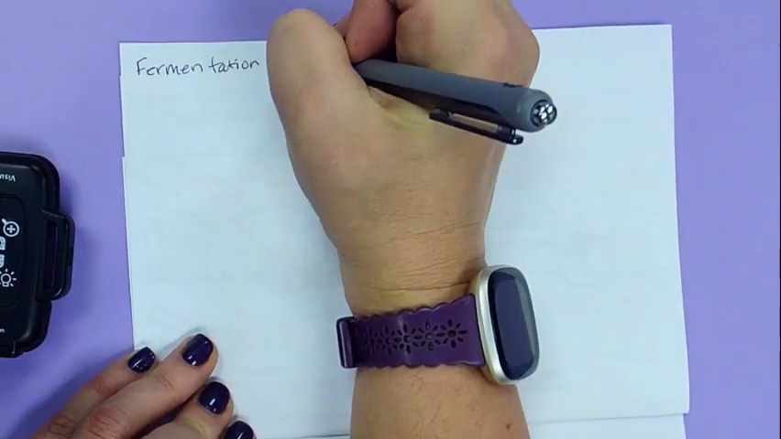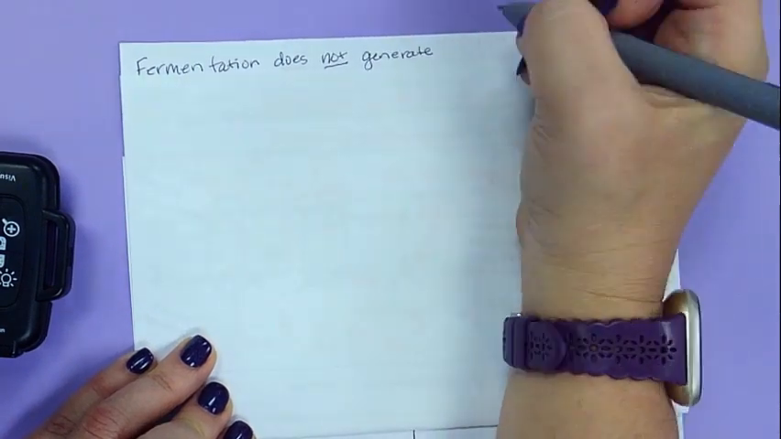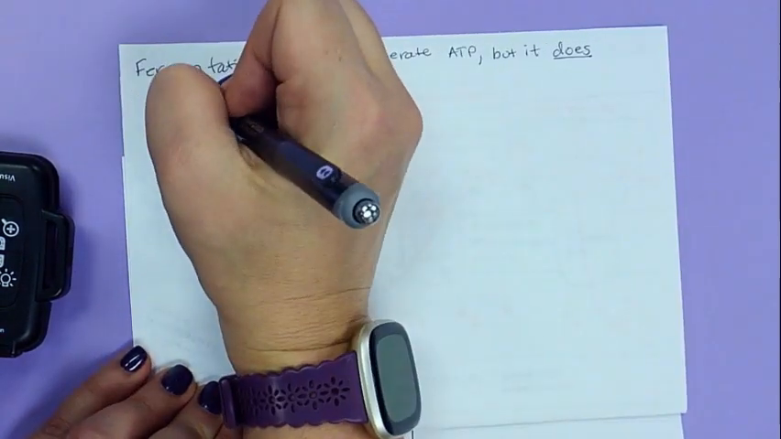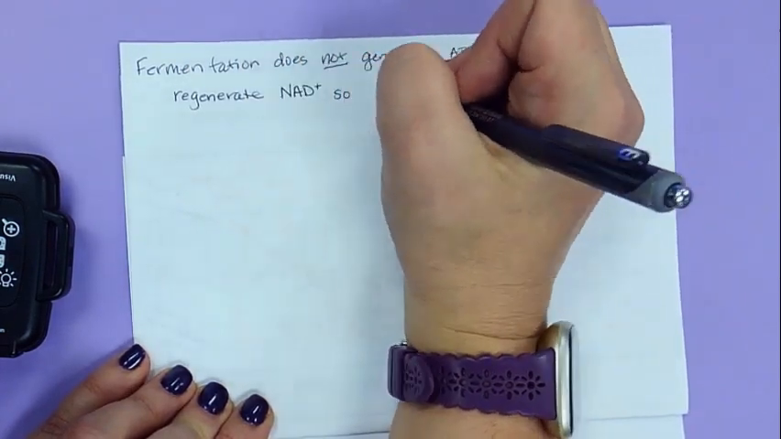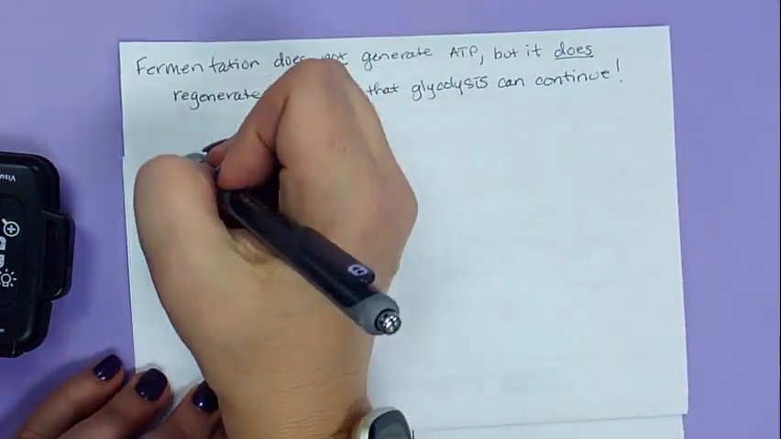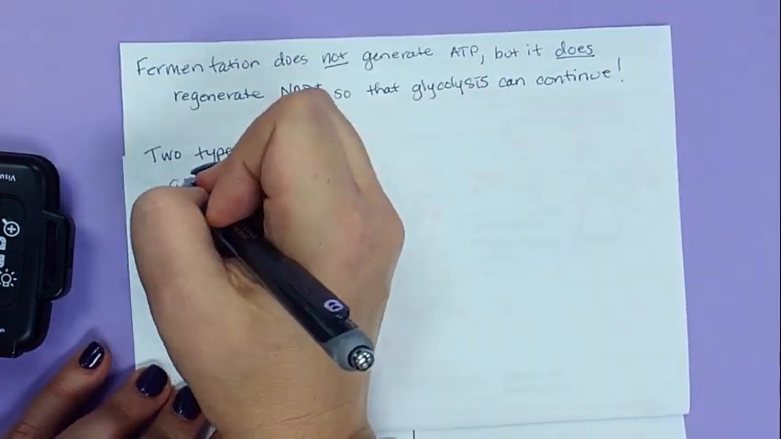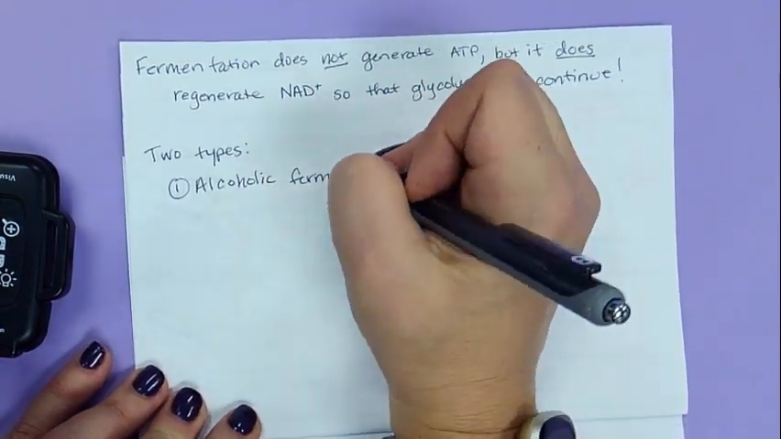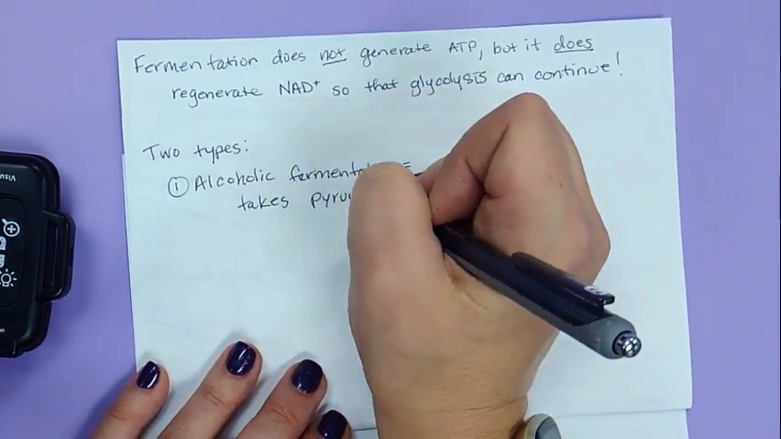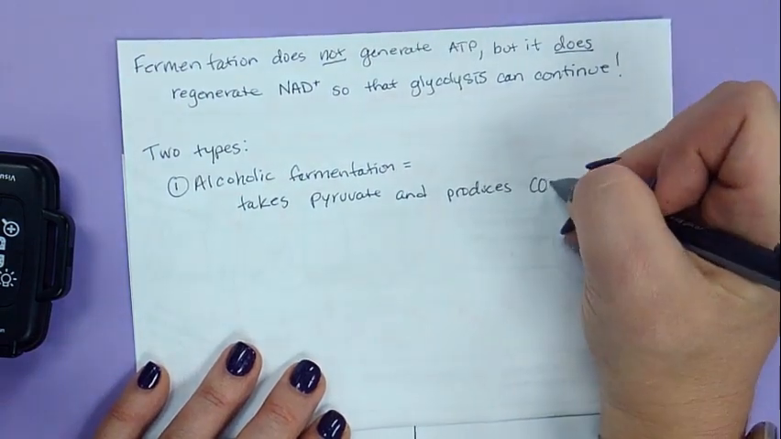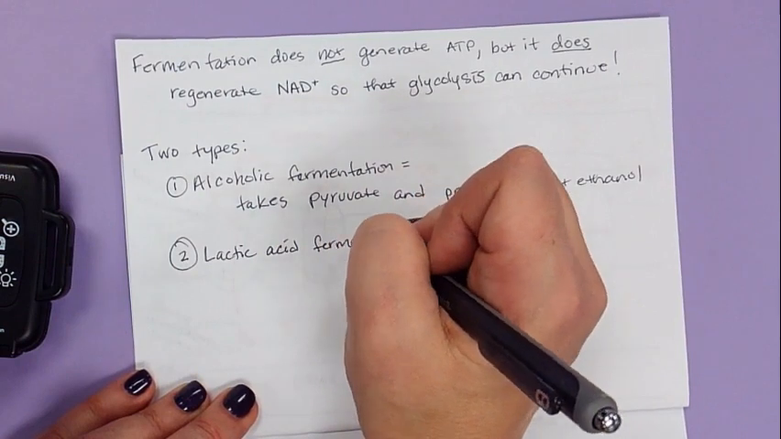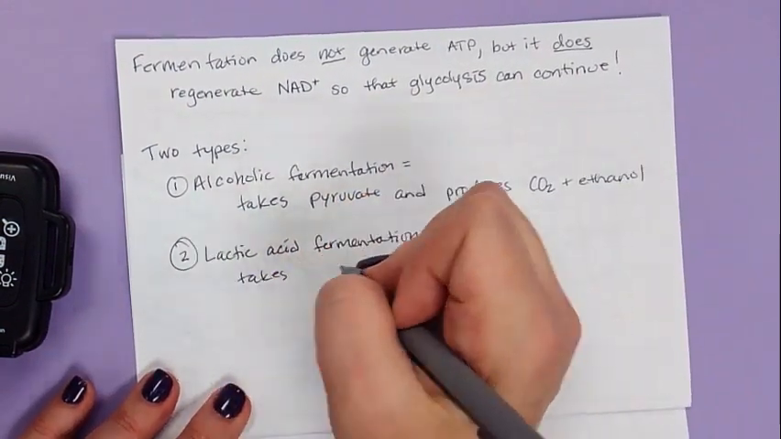All right, so what are our key points about fermentation? Fermentation does not generate ATP, but it does regenerate NAD plus so that glycolysis can continue and we can continue to get those two net ATP. We also need to remember that there's two types of fermentation: alcoholic fermentation, which takes pyruvate and produces carbon dioxide and ethanol. And there's lactic acid fermentation, which takes pyruvate and produces lactic acid.